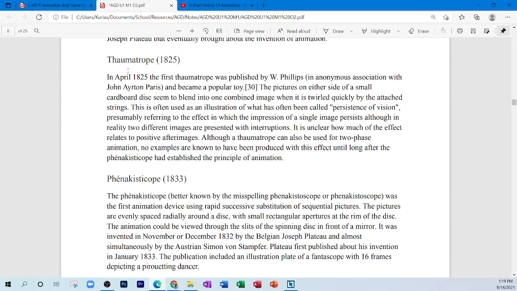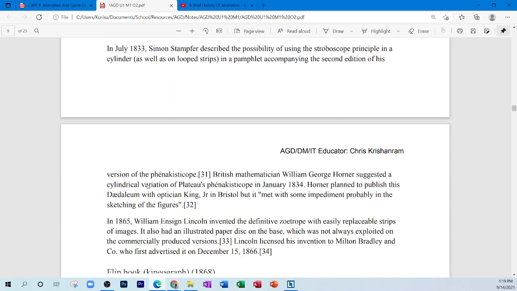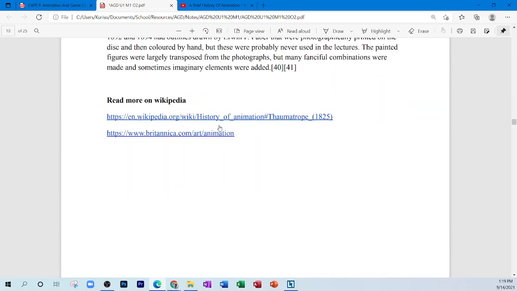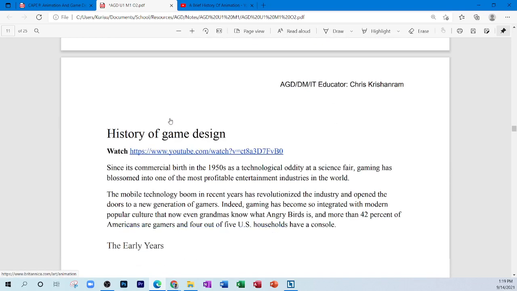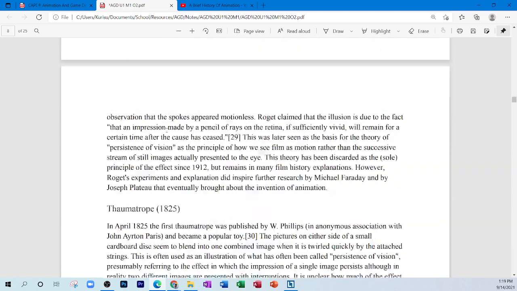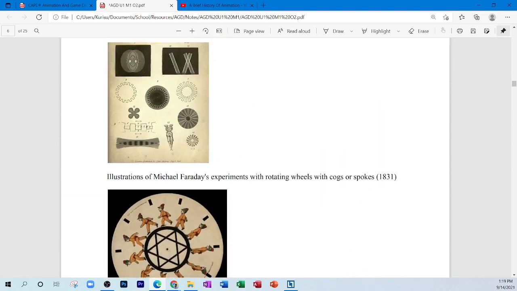The thaumatrope, the phenakistoscope, the zoetrope, flipbook, and those kinds of things. Some of them are discussed in that video, so you can watch that. Those contents were taken from Wikipedia. Notice I have here, read more in Wikipedia, because it didn't make sense for me to copy and paste everything from Wikipedia.